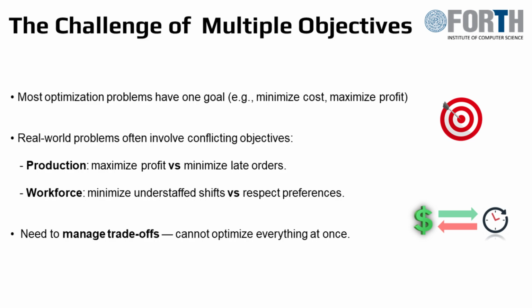The key point is that we cannot optimize all objectives simultaneously to their individual best levels. There's no solution that maximizes profit, minimizes lateness, satisfies every preference, and minimizes cost all at once. Therefore, decision-making becomes a question of managing trade-offs. And this is precisely the setting in which multi-objective optimization becomes necessary.